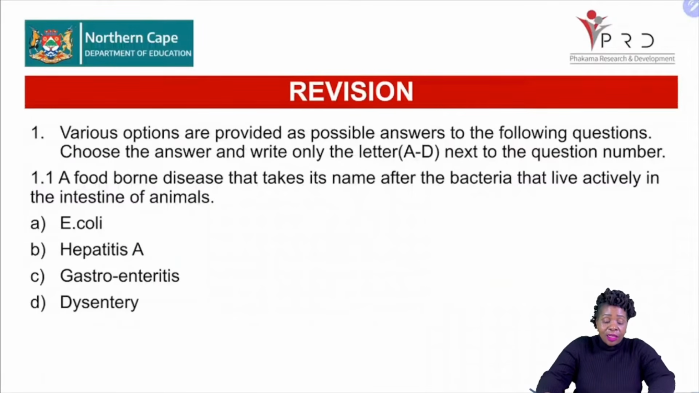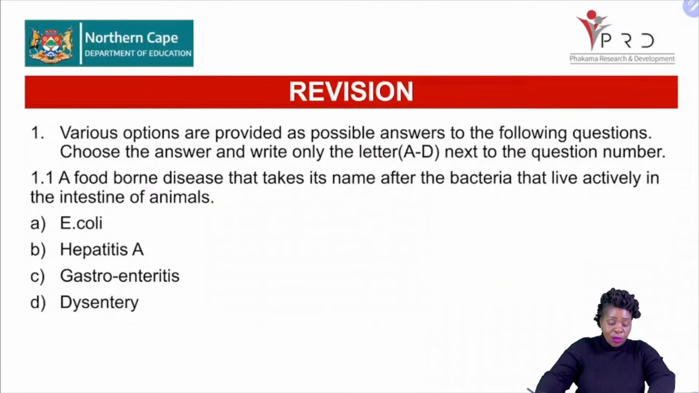It says various options are provided as possible answers to the following questions. Choose the answer and write only the letter A to D next to the question number. So that's one instruction that we need to follow, right?